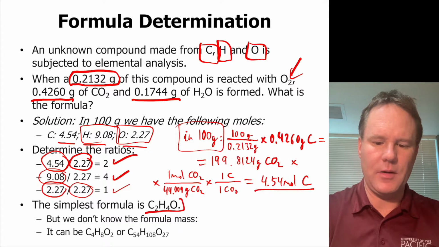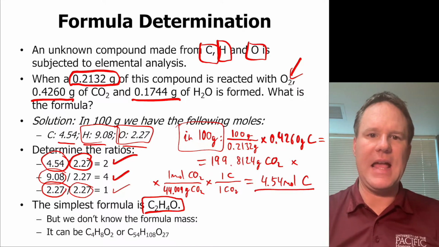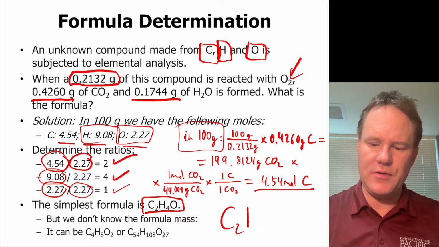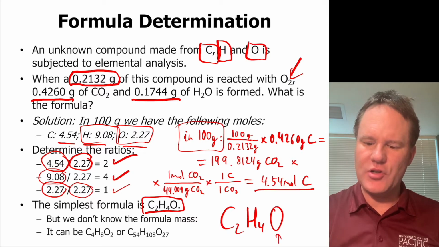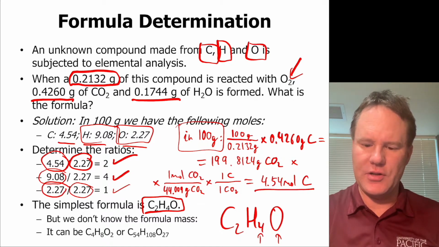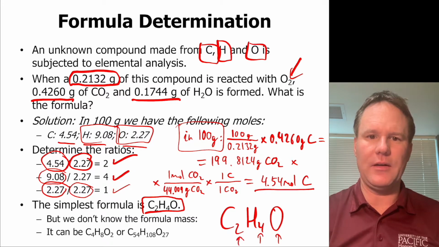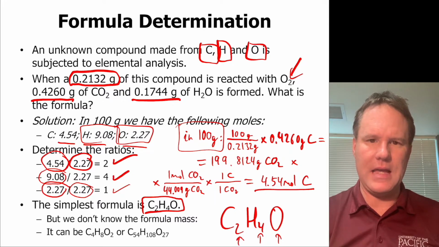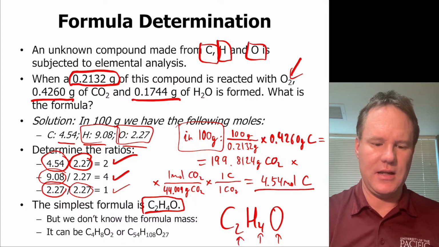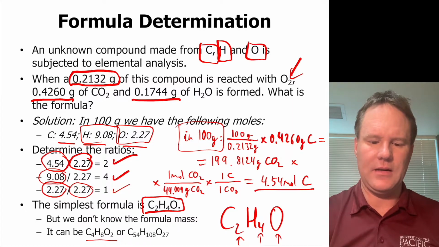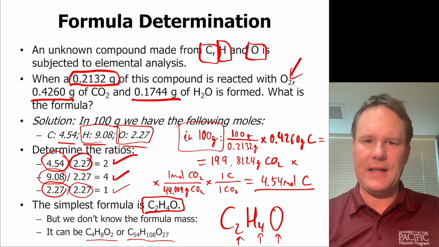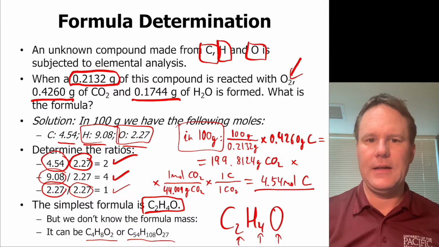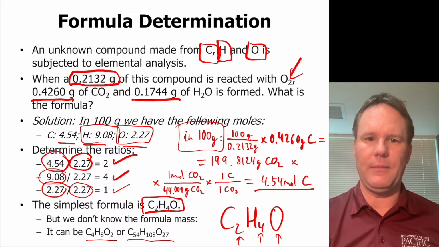So the simplest formula you can come up with, and let's call this the empirical formula, is C2H4O, right? For each 1 mole of oxygen, I have 4 hydrogens and 2 carbons. But it doesn't mean that this is the molecular formula, because a molecular formula can be any integer multiple of this. It can be C4H8O2, it could be C54H108O27, or anything else. So what would you need to determine the molecular formula? You would also need the molar mass with this.